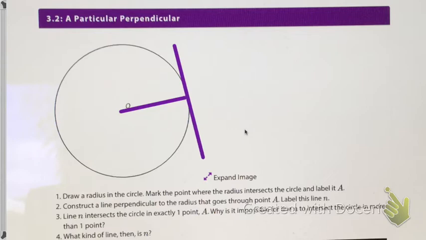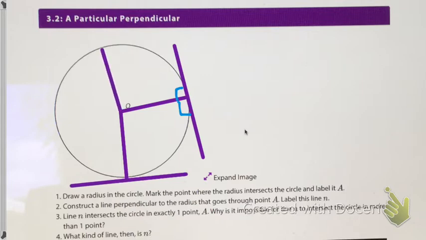We're noticing that that creates a 90-degree angle. Right where that meets, you've got a 90-degree angle, and that's going to happen anywhere you draw that line. If you draw a radius down here and draw a perpendicular line, or a radius over here and draw a perpendicular line, the main big idea is that it intersects the circle at one point and one point only. Because it intersects the circle at that one point, you've created a bunch of perpendicular situations.